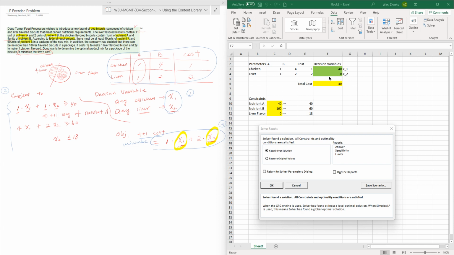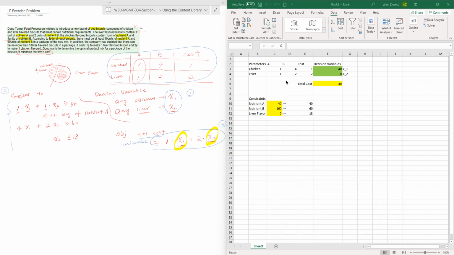So it gives us an incentive to go back and take a look at what went wrong. Okay, so this is a mistake I made intentionally. If you review all these parameters, go back and take a look at this. It costs 1 cent to make 1 liver flavored biscuit. Oh, it's 1 cent for liver, not for chicken. So we got these two values flipped. 2 cents to make 1 chicken flavor, right? So we also got it wrong in here.